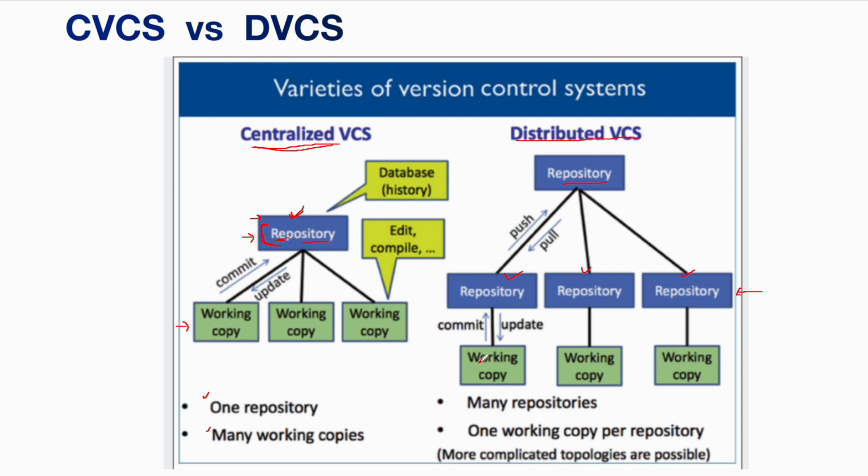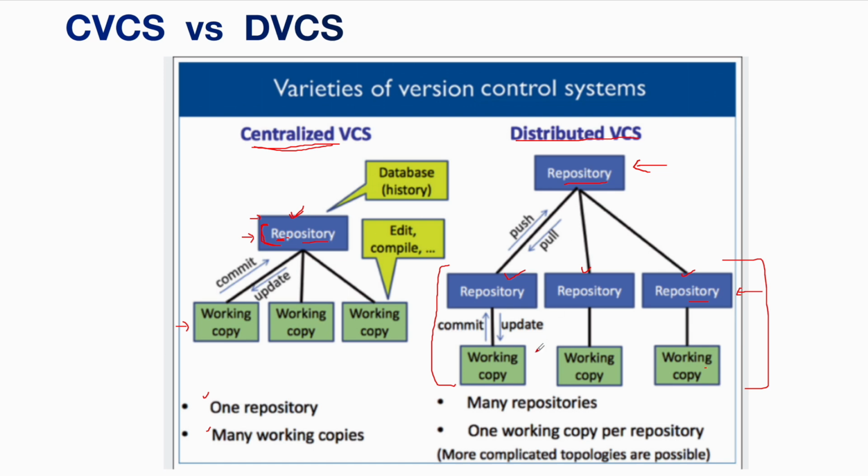Each user, imagine this is the user PC. This working copy and this repository are located on the user's personal computer, and this one is located on the server side, right? So each user can make changes in their own repository. It means they do not need to be connected to the internet, right? Each user has their own copy of this repository.